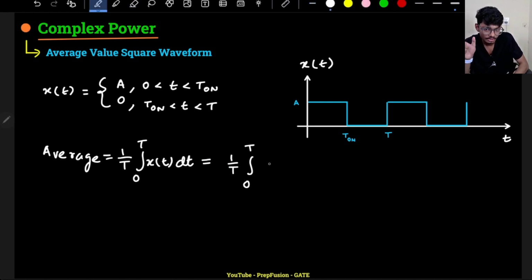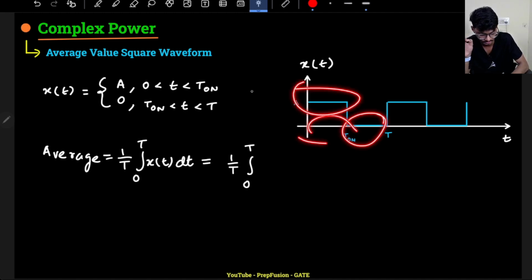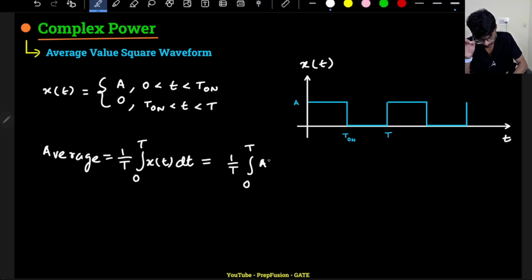And what is x of t? Between 0 to T on, it is A only. From T on to T it is 0. So this will be the integral of A from 0 to T on. I don't need to integrate over the whole period, because from T on to T, it is simply 0 dt.